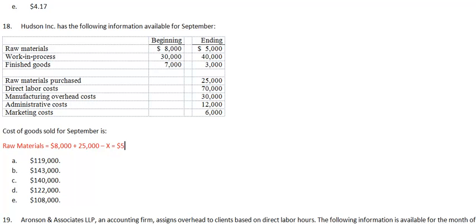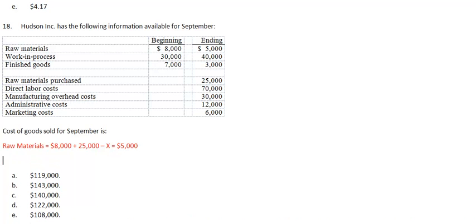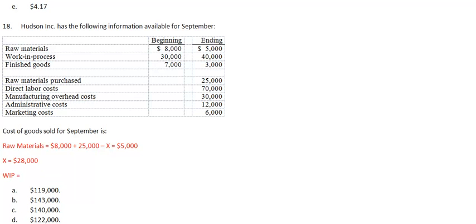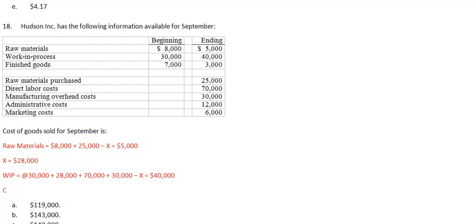You have an ending balance of 5. So the direct materials that you used is 28,000. That's what's going to go into work in process. So for work in process, you start with a beginning balance of 30,000. You want to add to it the direct materials that were used, plus your labor cost, plus your manufacturing overhead of 30. You don't know cost of goods manufactured, that's your X. Your ending balance of work in process is 40. So that is going to give you cost of goods manufactured of 118,000.